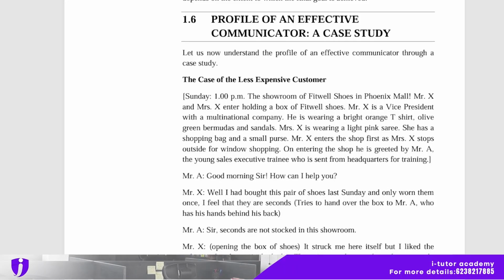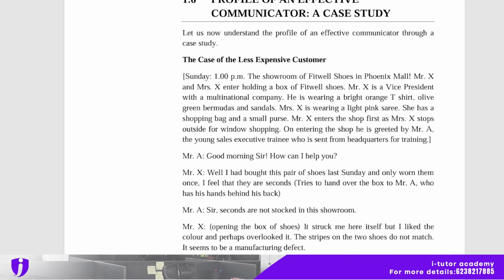In today's session, we will start with the MMBC 007 Unit 1 subsection 6. We already started the new subject yesterday. Hope it was clear. This starts with the profile of an effective communicator, a case study. It's a case study about the communicator. Let us now understand the profile of an effective communicator through a case study.